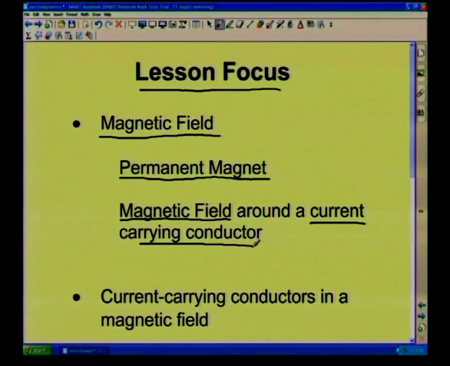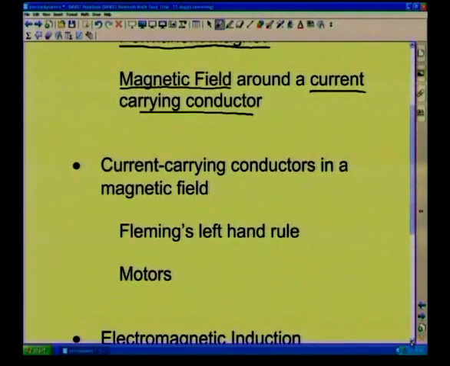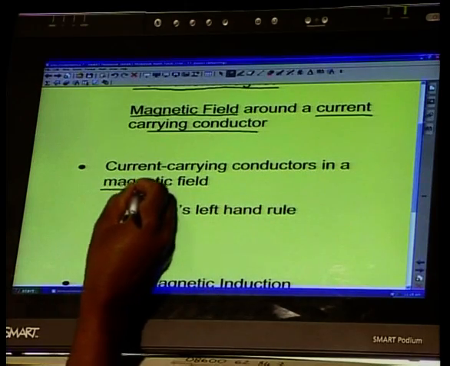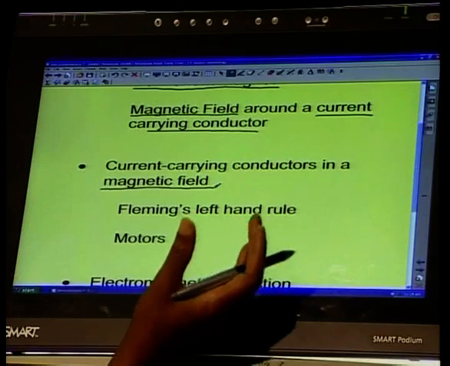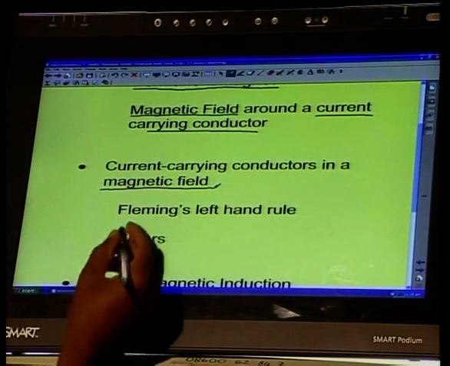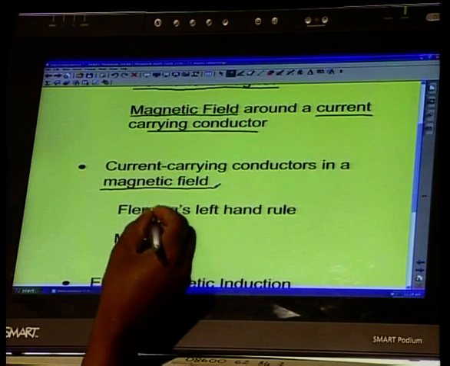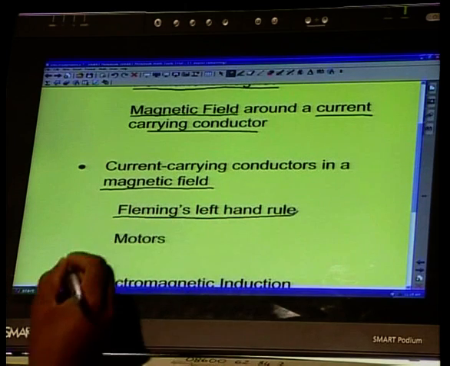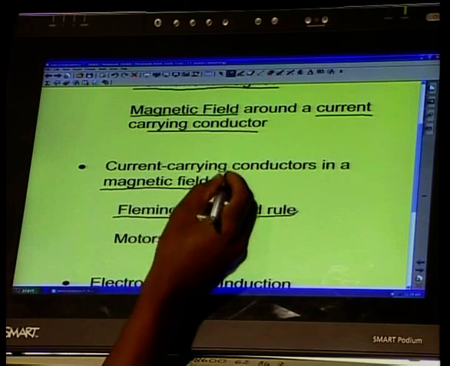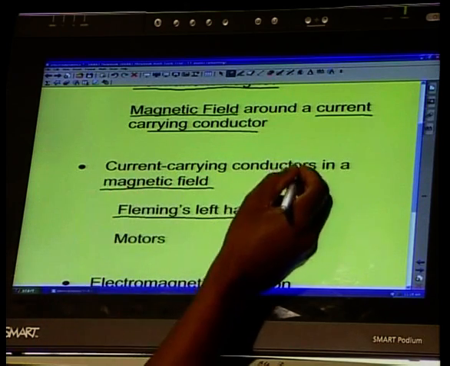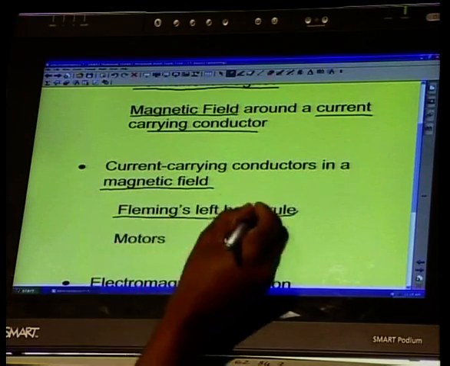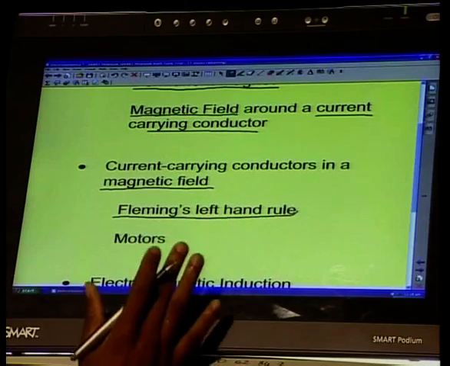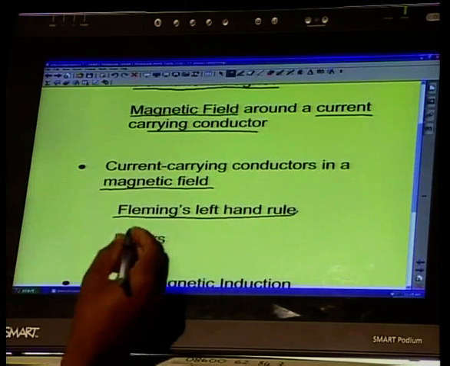Okay, so there would be some magnetic field due to a current carrying conductor, and we will also talk about current carrying conductors in a magnetic field. So this time we take current carrying conductors, we place them in magnetic field and try to see what happens. And under here, we will be looking at something called Fleming's left-hand rule. When we put current carrying conductors in a magnetic field, we need Fleming's left-hand rule to help us understand some movement that those conductors would have.